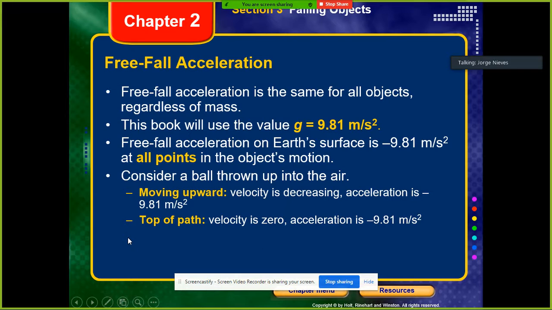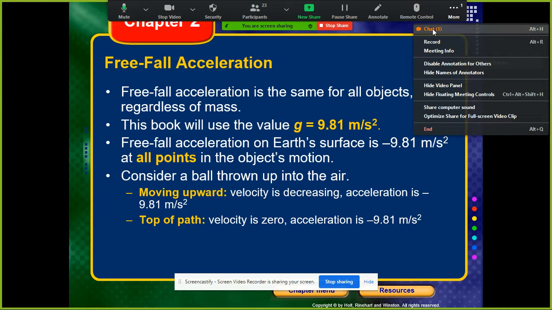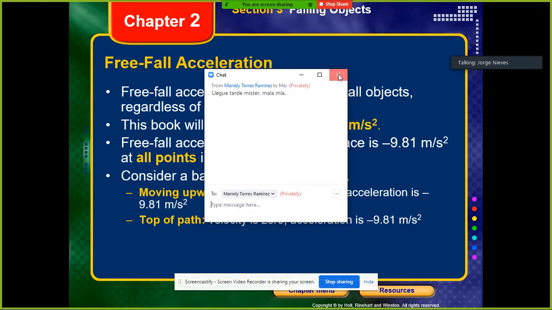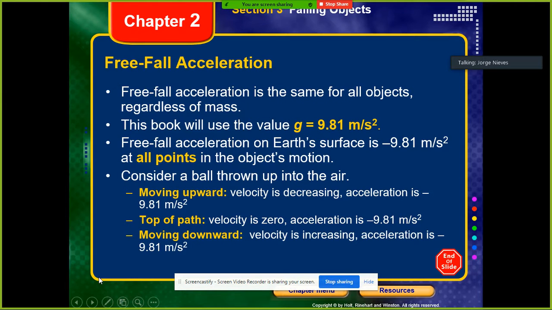Eso cuando está arriba, ¿verdad? Tiramos la bola y cuando está arriba, pues la velocidad va a ser cero, ¿por qué? Porque se detuvo un momento. Y la aceleración va a ser negativo 9.81. Ahora bien, ¿verdad? Cuando va a caer, velocity is going to increase and the acceleration is going to be positive 9.81 meters per second squared. Okay?